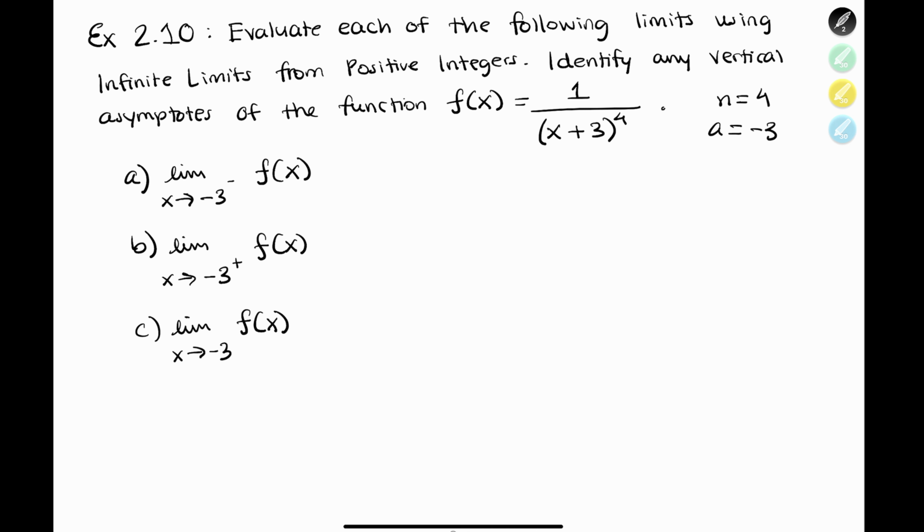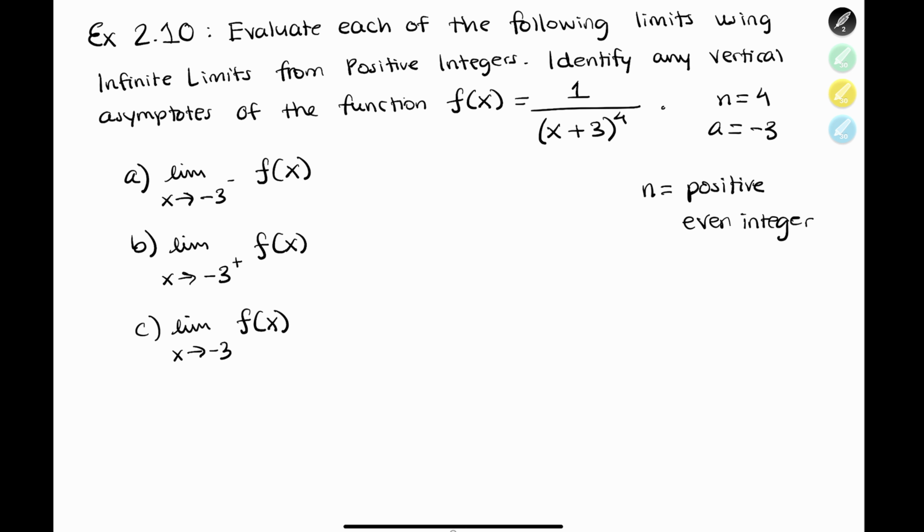Now let's look at the parts that we have to solve for. Part A: the limit of f of x as x approaches negative 3 from the left-hand side, the limit of f of x as x approaches negative 3 from the right-hand side, and the limit of f of x as x approaches negative 3 in general. So n is equal to a positive even integer.